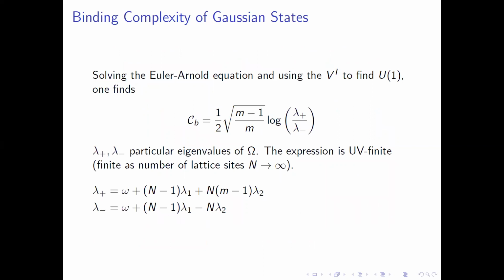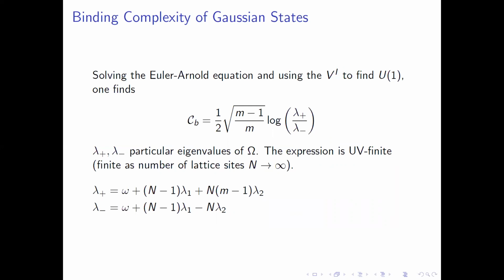Once we've specified that final and initial state, we can go ahead and solve the Euler-Arnold equation and fix boundary conditions. Actually, the solution ends up being very simple. You should look at our paper for further details. But in many cases, the simplest cases, these velocities can be fixed to be constant. And one finds a very simple form for the binding complexity in terms of the number of parties, m, and 2 particular eigenvalues of that matrix omega that I showed you on the previous slide. The eigenvalues are below. They're given in terms of the couplings.